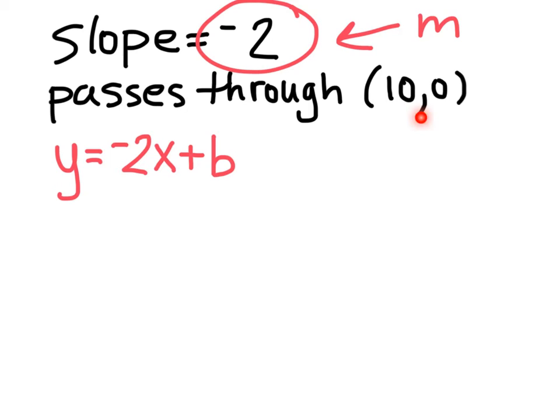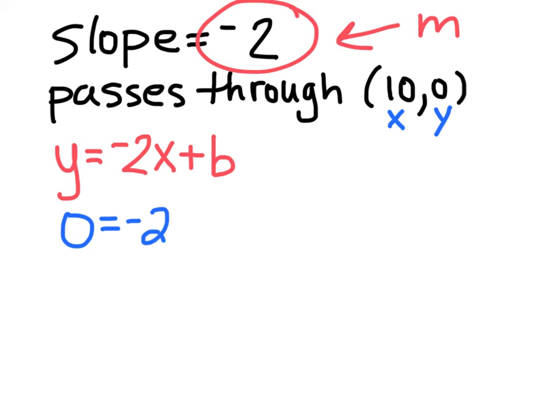Again, we're not given the y-intercept. The x-coordinate of this coordinate pair is 10, and we'd have to have a 0 there for the x-coordinate in order for this coordinate pair to be giving us the y-intercept. So we'll have to use the x and y values of that coordinate pair to help us find the b value for this line. So I'll rewrite the equation, substituting 0 in place of y.